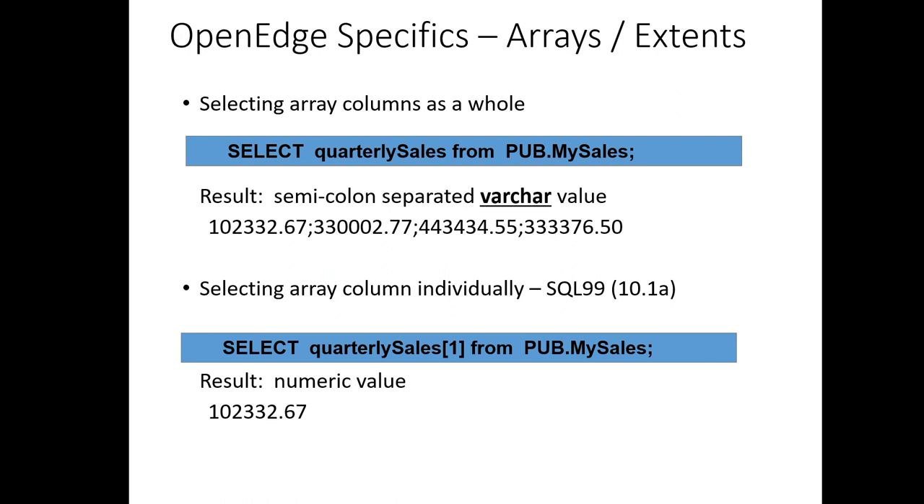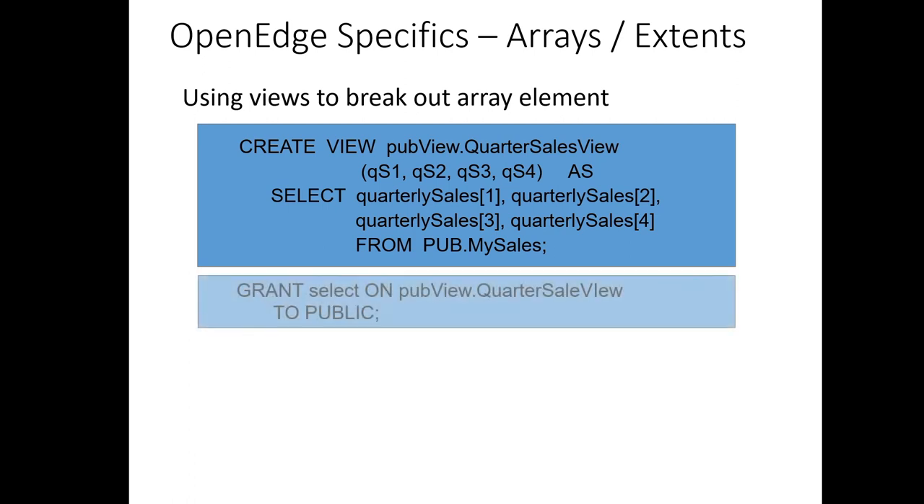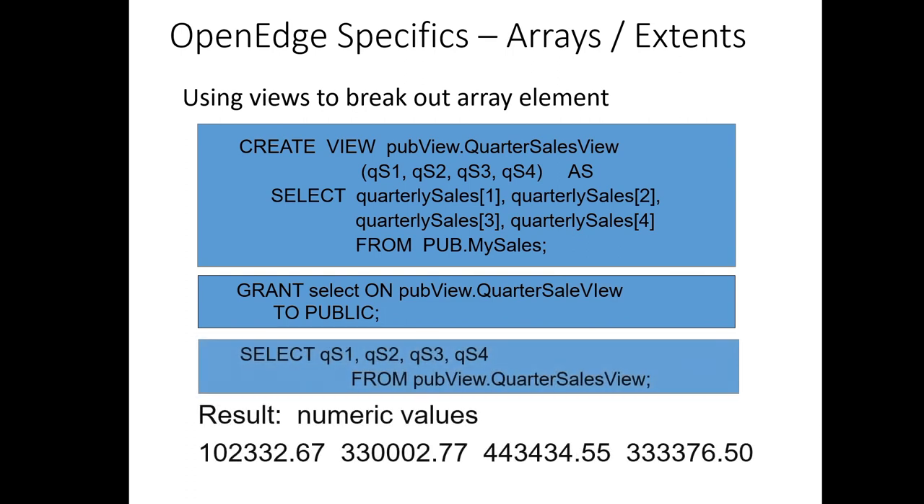Okay. So starting in 10.1A, we're able to use this extent notation, similar to what you know about in ABL, to be able to get specific entries out of things. Okay. Another technique for this is to break out the data array element into a view, right? And then I can work with the view as opposed to the element itself.